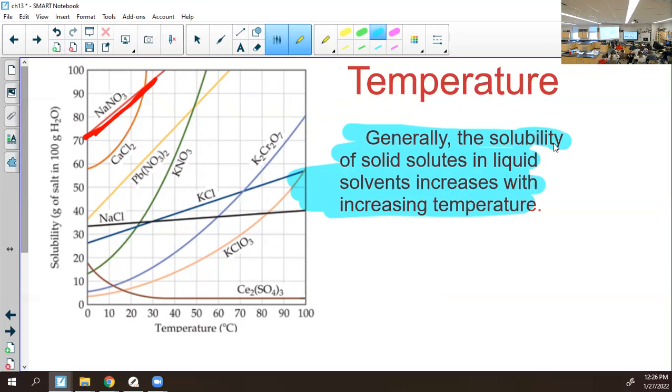Now, that is not 100%. We could have cesium sulfate, and its solubility decreases as you add temperature because it is an exothermic reaction, and yada yada. But in general, yep, that would work. Okay, so generally speaking, that's what happens.